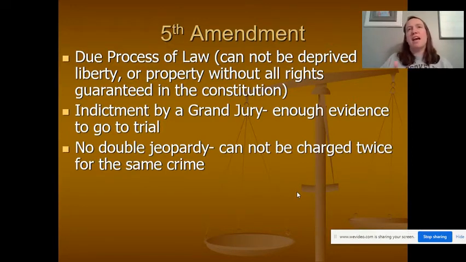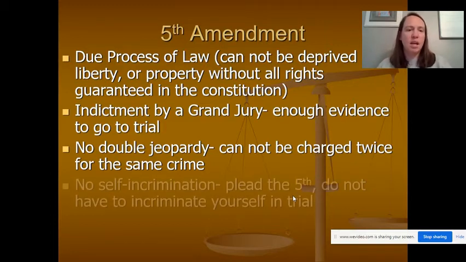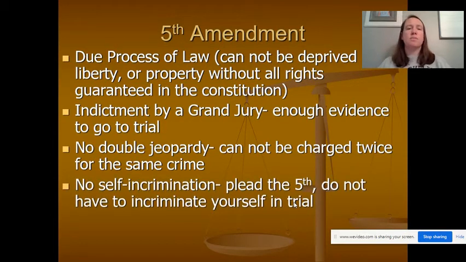So there still is that catch, but no, they can't put someone on trial for the exact same thing. That's double jeopardy. So they just get one shot. No self-incrimination. You probably heard of this before. If you've ever heard someone say plead the fifth, this is what they're talking about. It's the Fifth Amendment. It means you don't have to talk.